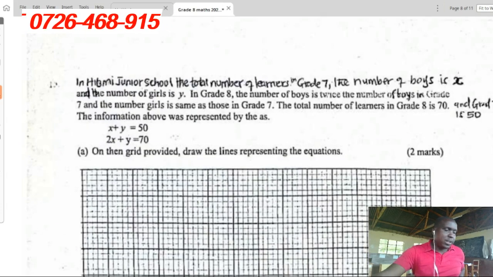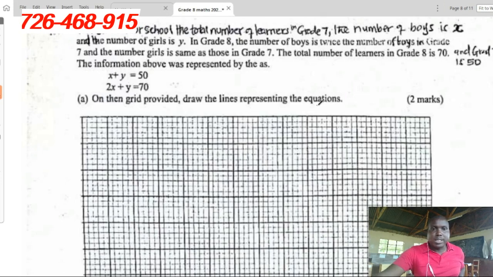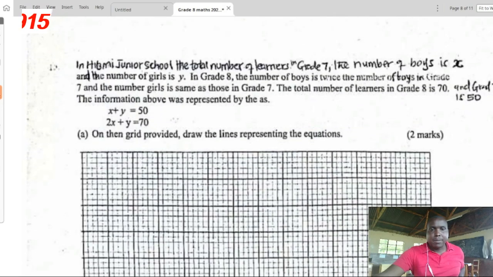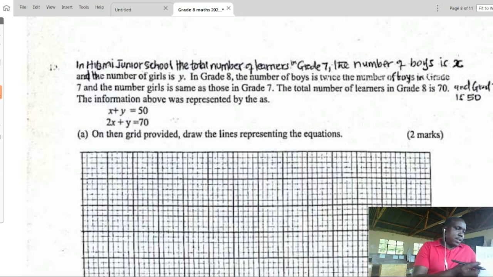So this one you are supposed to solve a simultaneous equation using the graph. So what you need to do is to draw the lines for these equations. The information above is represented as pi. So this information is what we have here.